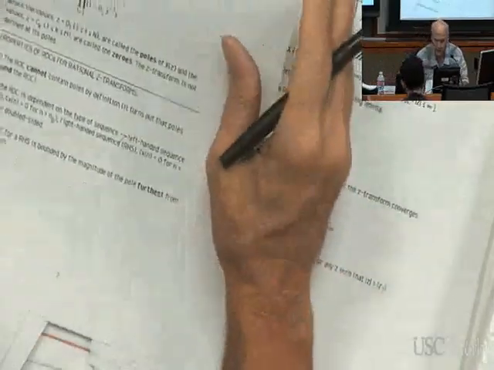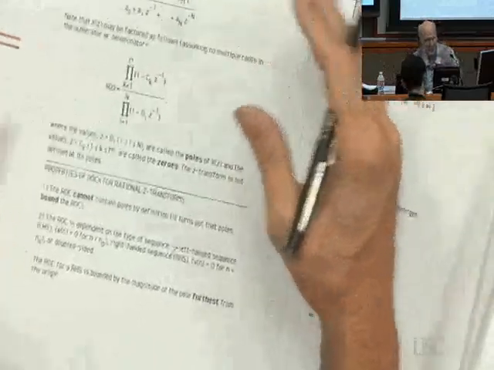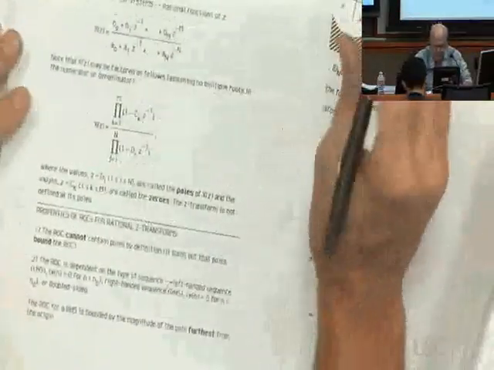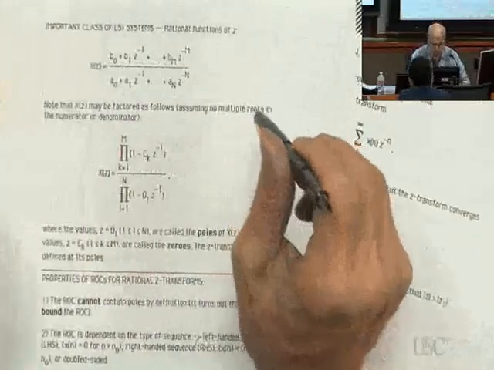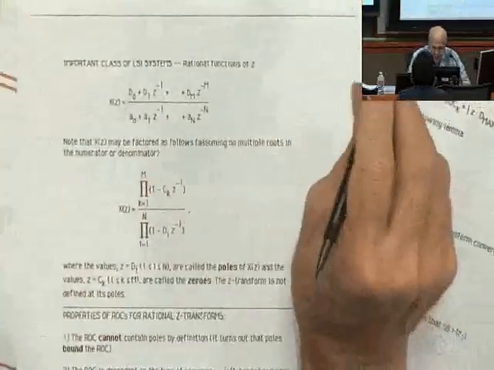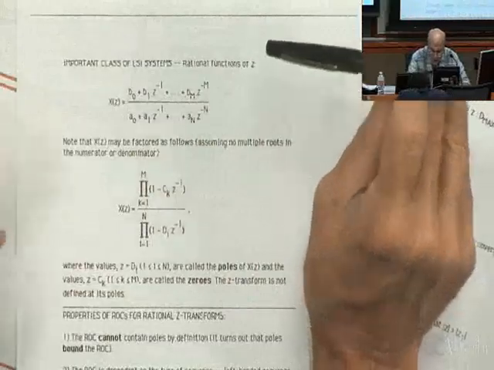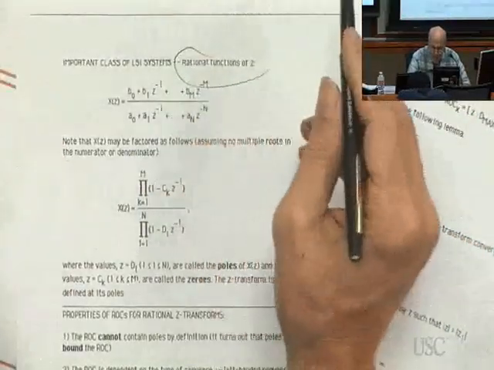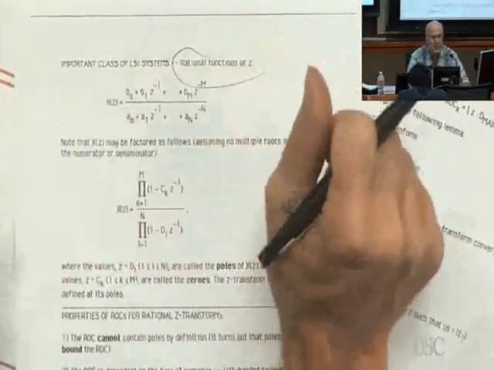An important class... Oh, okay, I see what I did. Okay, so that was an aside, but it'll set us up. It'll make the rest of the notes a little bit easier. It's based on the next page. Before I go back to the Z transform, let me just point out something about the property. An important class of linear shift invariant systems have Z transforms with rational functions of Z.